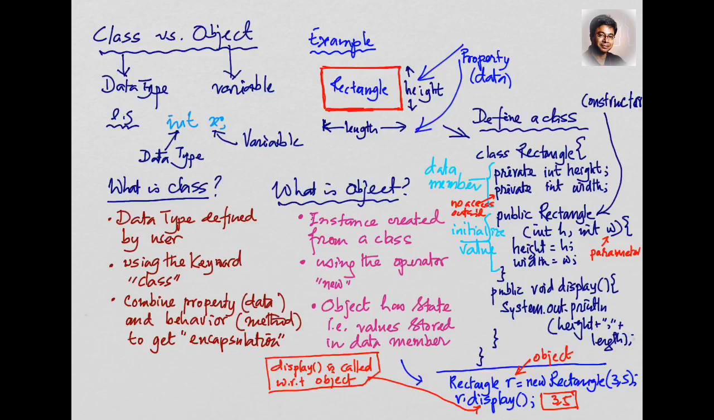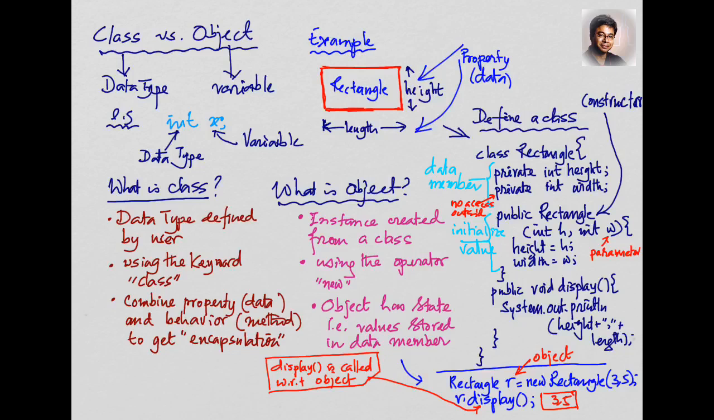Now look at object. Object is an instance which is created from a class. That means you are creating something out of a class, and you can create 1,000 objects of the same type. They carry the same property and same behavior. Using the operator new, you actually create an object, and every object has a state. State means the value which is stored in the data member. That means when you are creating an object, you are assigning value against the property. So an object is getting created with the value in its property.